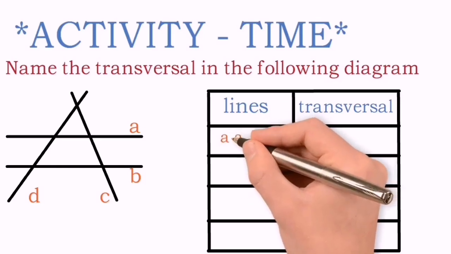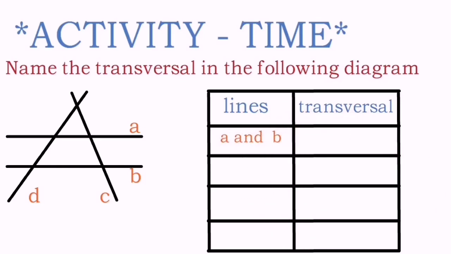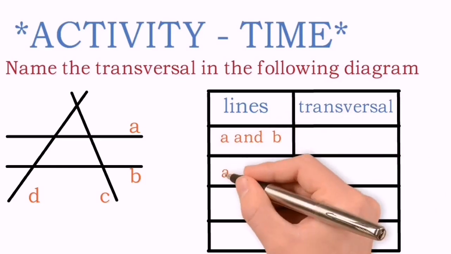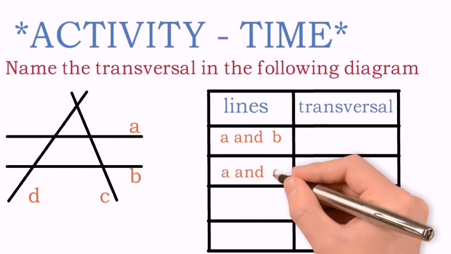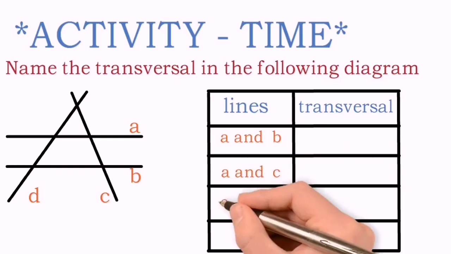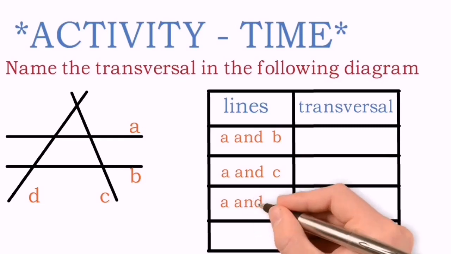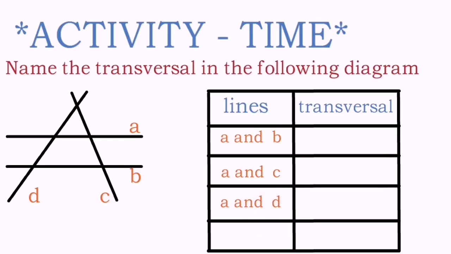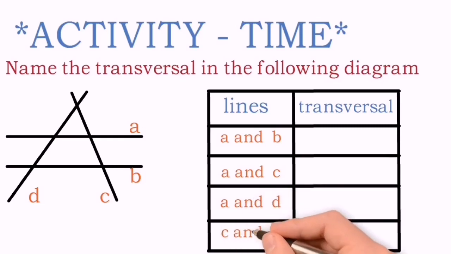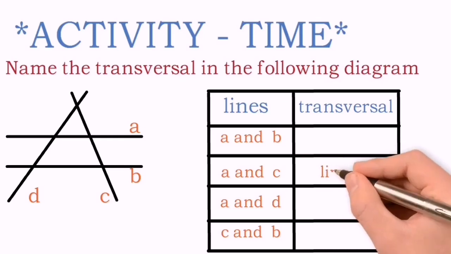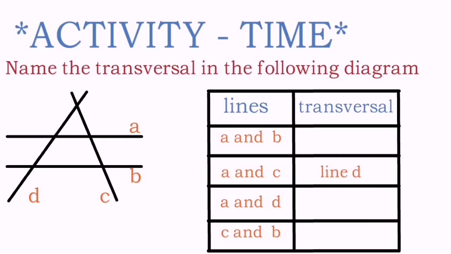So observe the diagram very carefully, and the first question is A and B. Suppose you can see lines A and B, right? Lines A and B are intersected by C and D, both the lines, right? So C and D, both the lines will be transversals for it. The second question is A and C. If you observe very carefully, you will come to know A and C are intersected by line D, and that is why line D is the transversal for A and C, right?